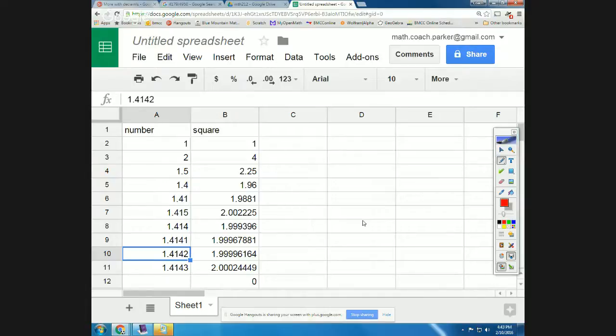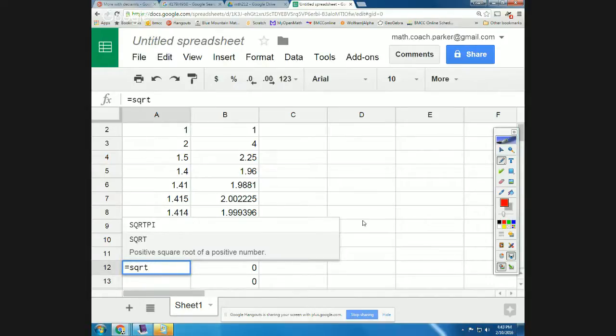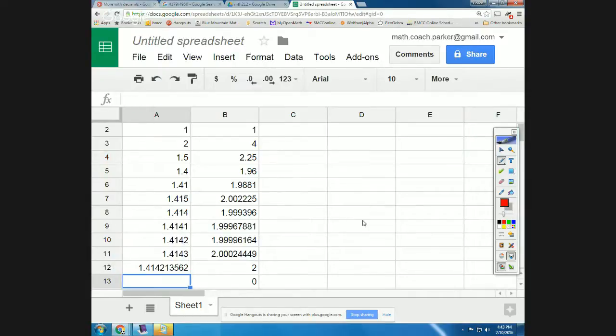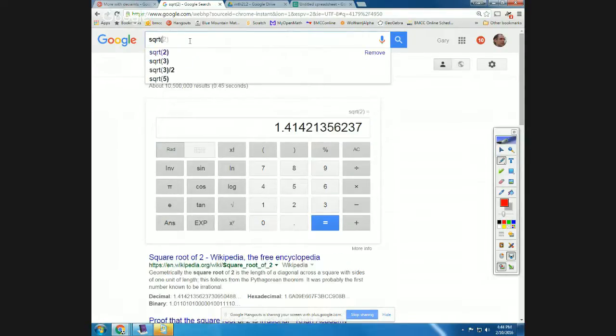Then we could just ask, what's the square root of 2? On a computer, SQRT is the standard abbreviation for square root. So I type equals SQRT and then a 2, and now I have a number whose square is exactly 2. You know how I use the Google calculator a lot? If I type SQRT and give it a number, it gives the square root, and they have a little shorthand button for it too.